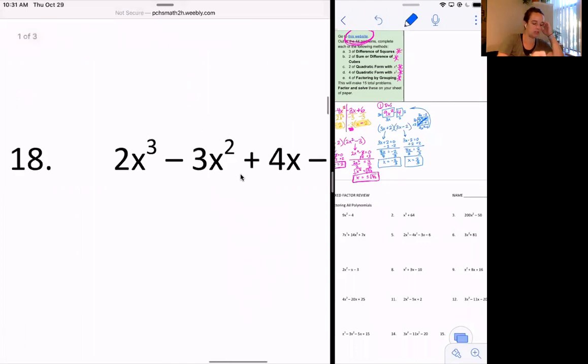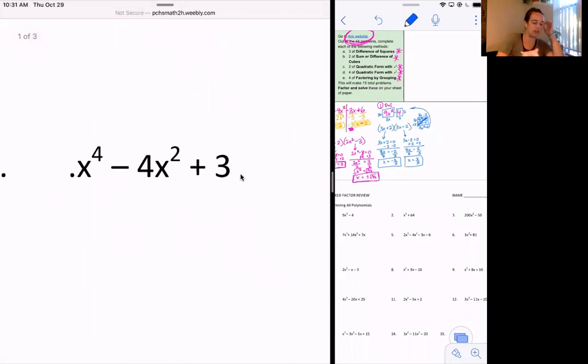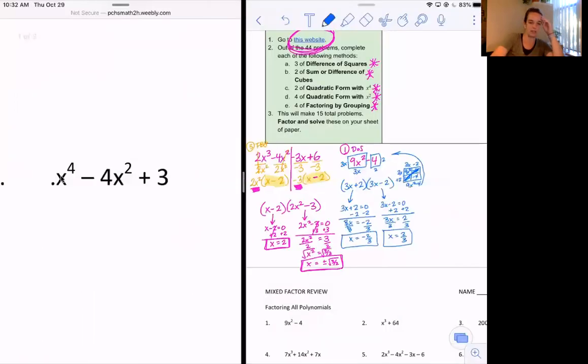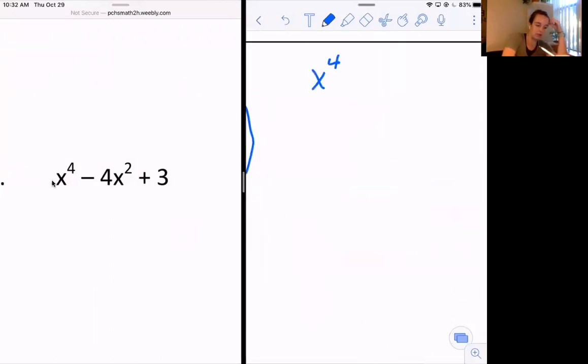All right, let's do number 20. Here's 18. Here's 20. First thing is that decimal point is not actually there. Just ignore that decimal point. So we have x to the fourth minus 4x squared plus 3.